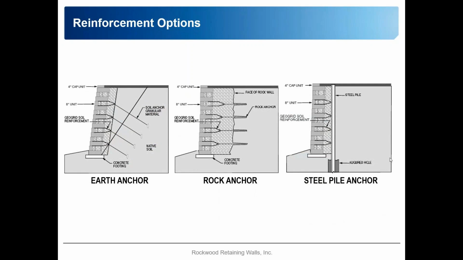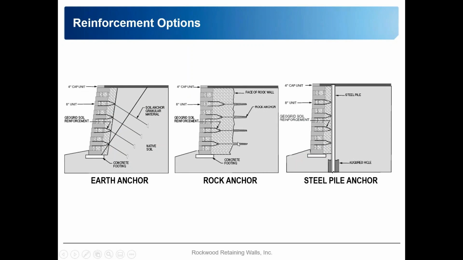I'm not going to spend a lot of time on this slide, but these would be alternative reinforcement options if geogrid can't be used. In this case, we would potentially have a soil anchor, because we're going to get too close to a property line that might conflict with the excavation footprint for the geogrid. So an anchor would be put in, and we'd have hardware that would connect a couple of courses of block together. That's an example of an earth anchor.